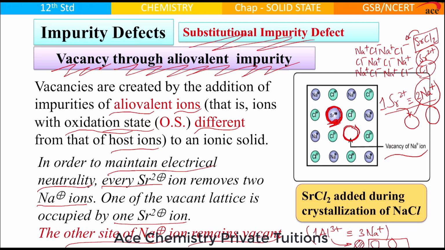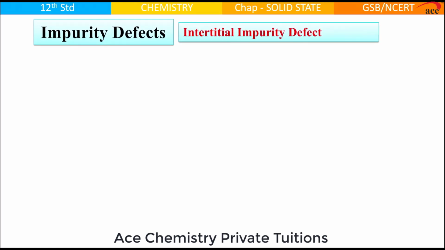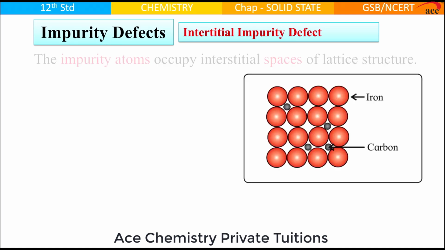Second example. First example was brass. Second example is strontium chloride added during crystallization of NaCl. We go to impurity defect, the next category. The next category is interstitial impurity defect. The name itself indicates that the foreign atom or impurity atom occupies interstitial space. Other word for interstitial space, voids. It occupies voids. Example, stainless steel.